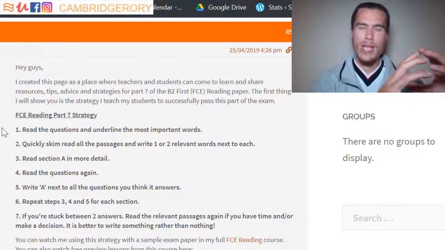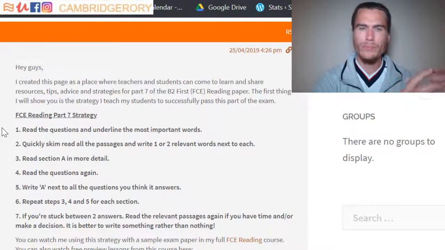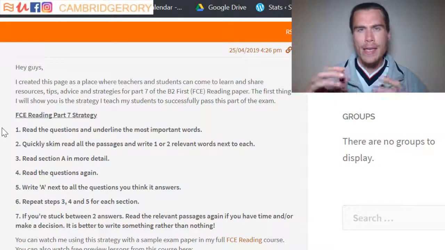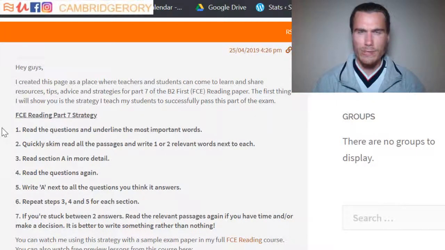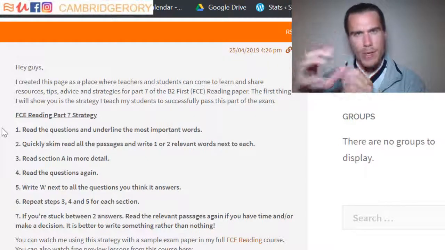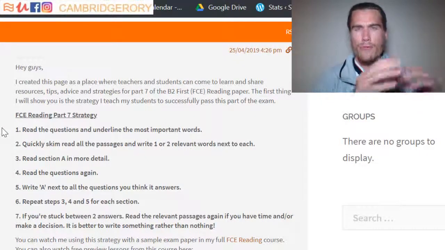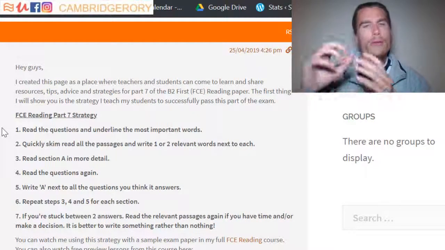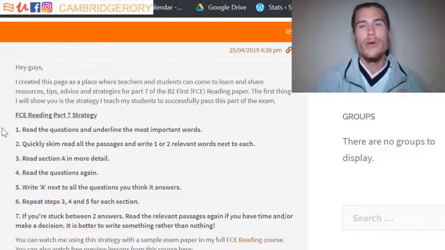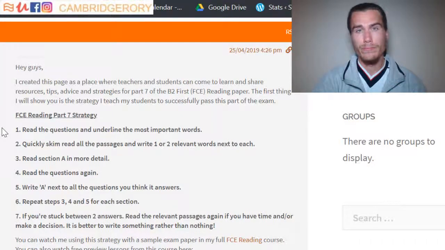So read passage A in more detail, read the questions again, write A next to each question you think is relevant. Read passage B in more detail, read the questions again, write the letter B next to each question you think it is relevant for. Do the same thing for C, the same thing for D, and the same thing for E.